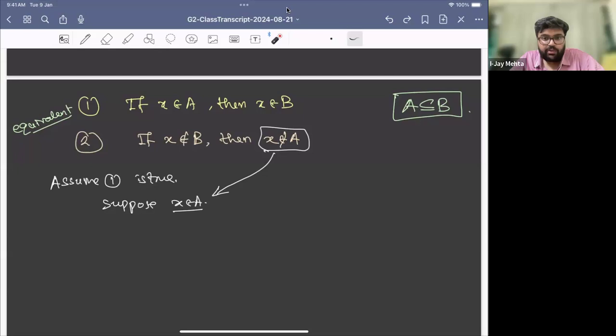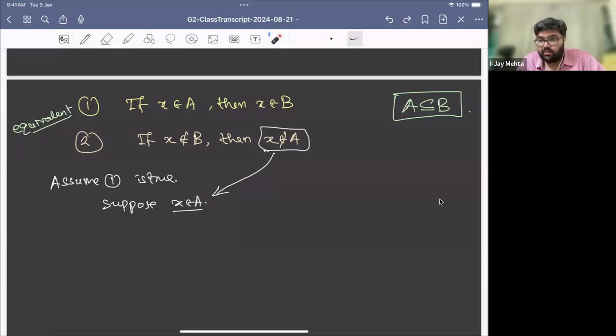So what do we do in contradiction? We assume the negation. I want to show X is not in A. What is the negation? The negation of X is not in A is X is in A. Suppose X is in A. See, that's where negation helps. So now I have assumed X is in A. Then, as Vishal said, I have already assumed statement number 1 is true. So if X is in A, then X is also in B. So I can conclude X is in B, but then I have a problem. Then I have a contradiction. Where do I have a contradiction?